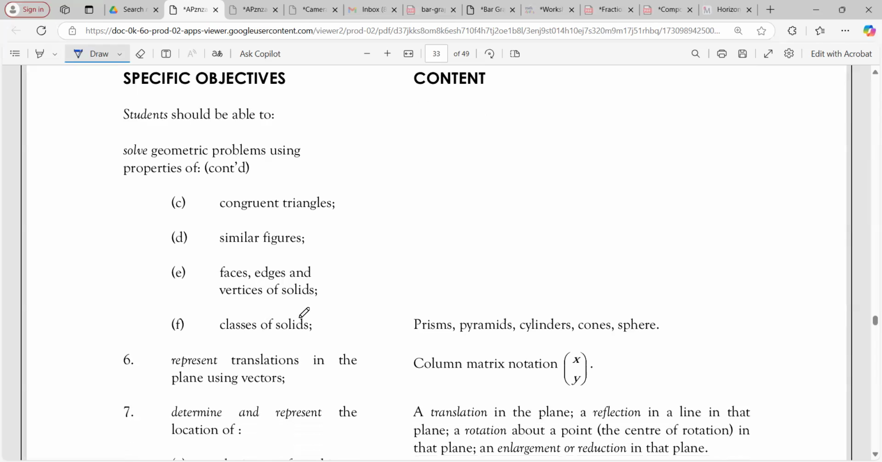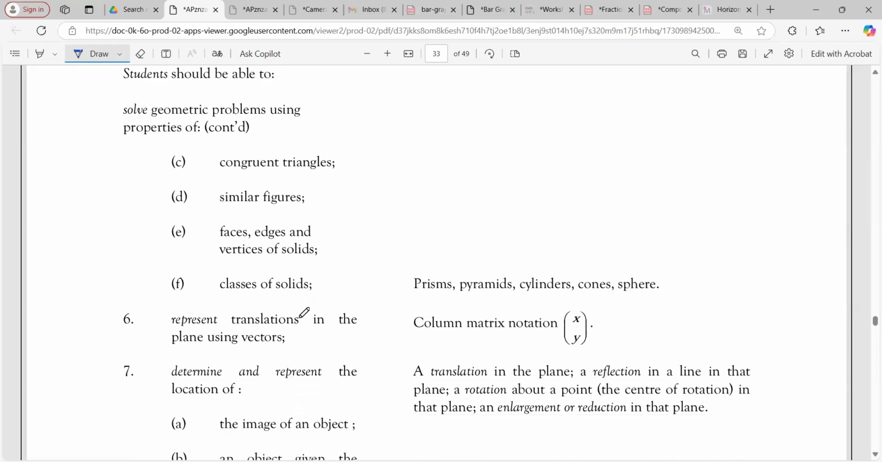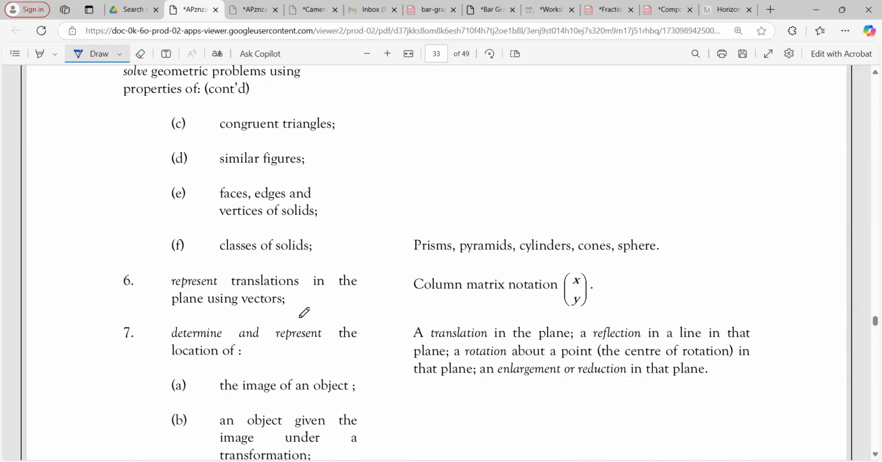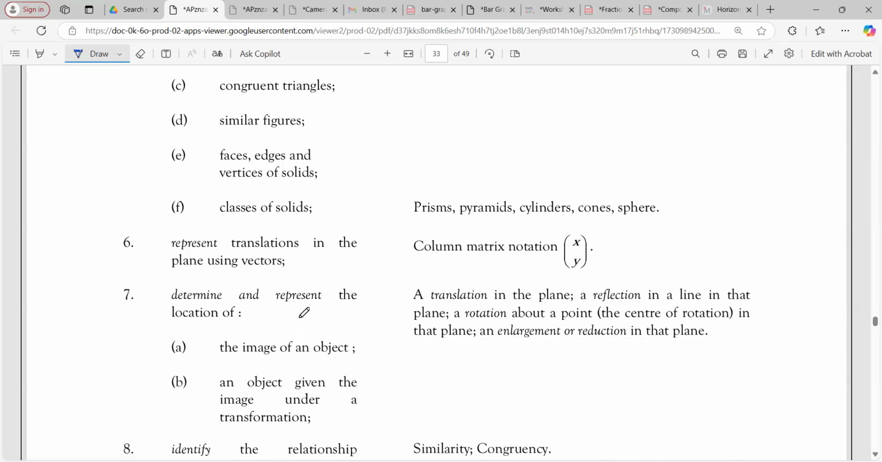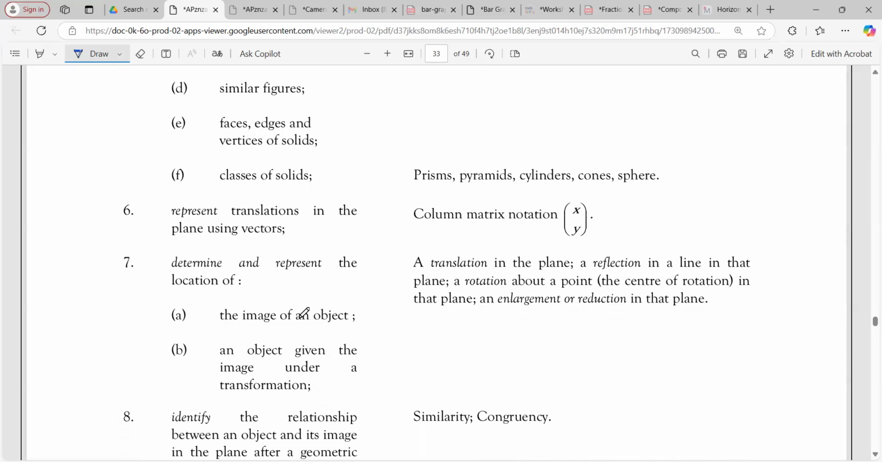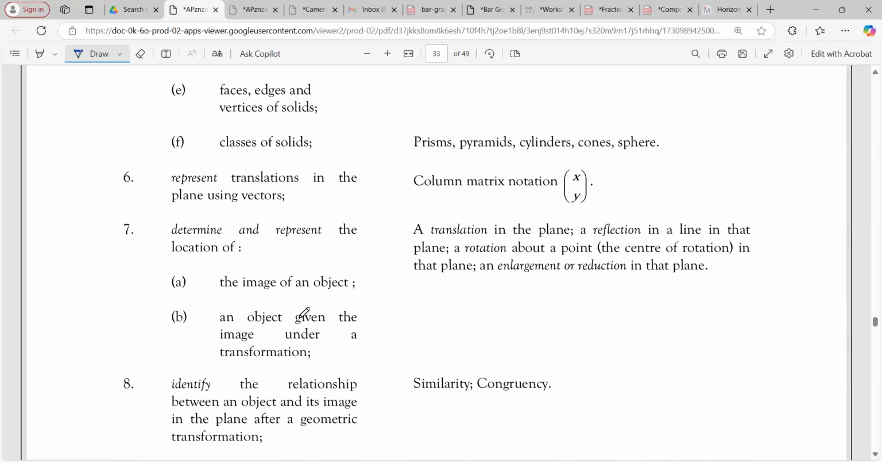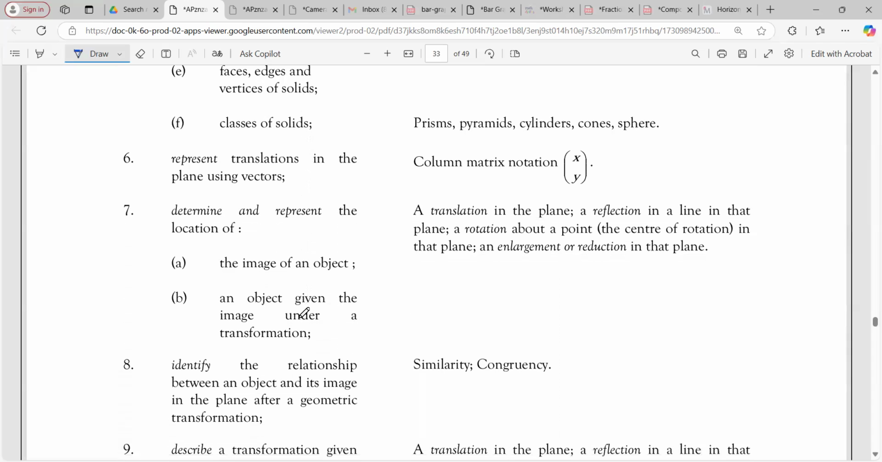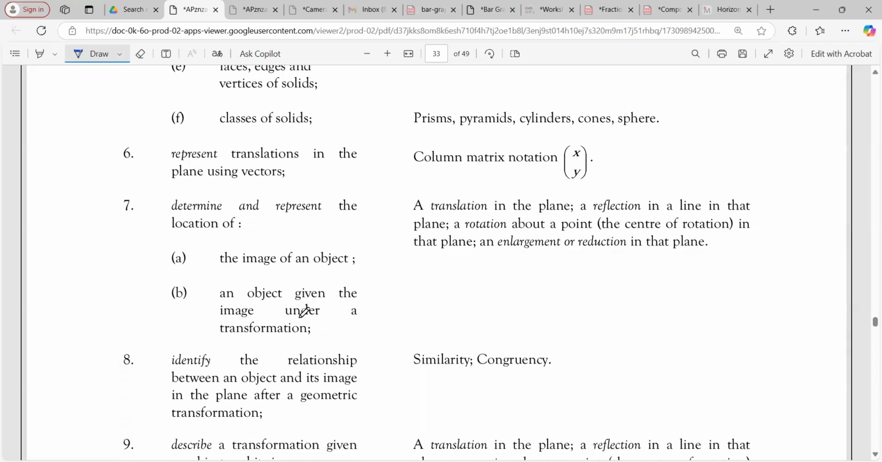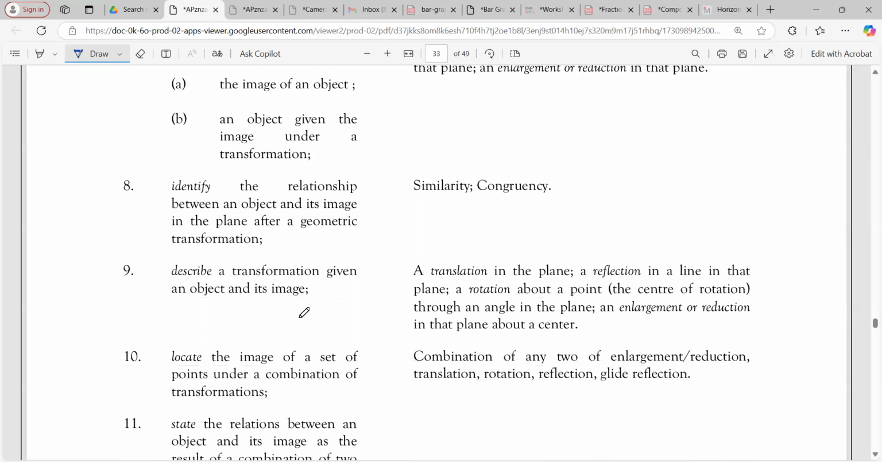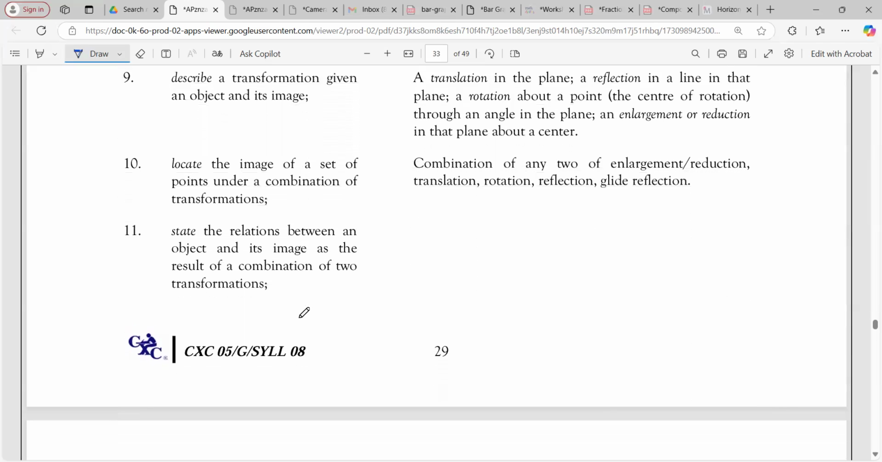All right. So you must be able to construct congruent triangles, similar triangles, faces, edges, classes of solids such as prism, pyramid, cylinder, cone, sphere, etc. And represent the translation of a plane using a vector, column vector notation, x to y. It's a lot.